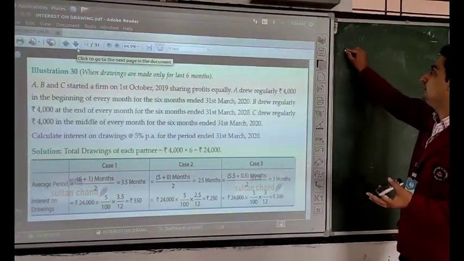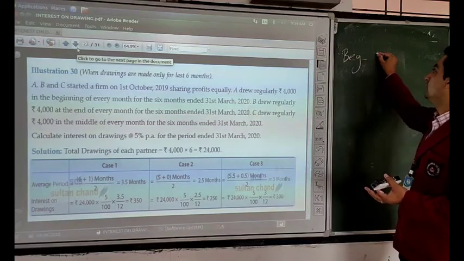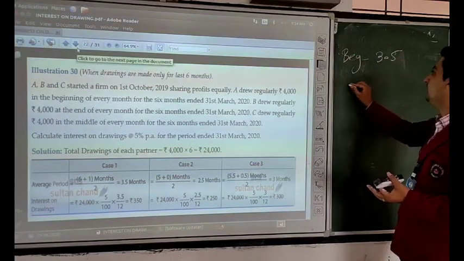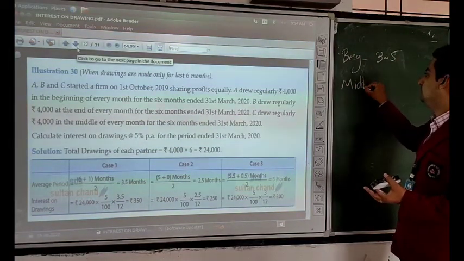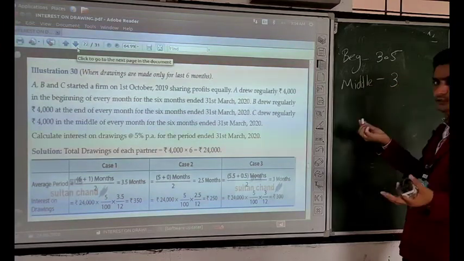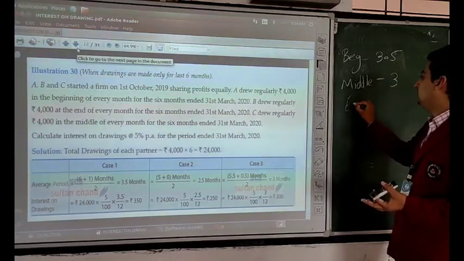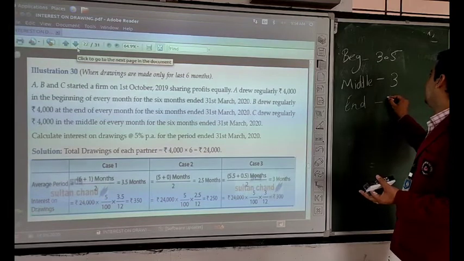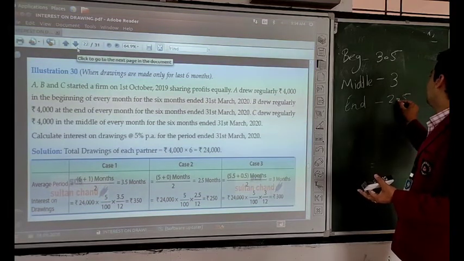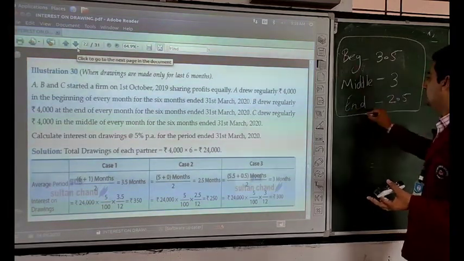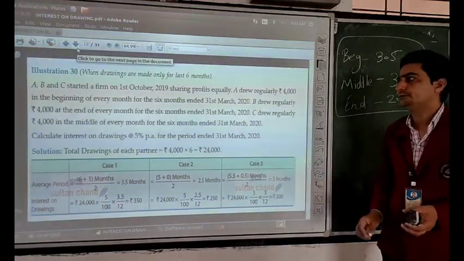Okay, so if the withdrawal is in the beginning, the average period of time will be 3.5. In the middle, the average period of time will be 3, and at the end, the average period of time will be 2.5. Okay students, this we had already done, so this will apply here in this question.